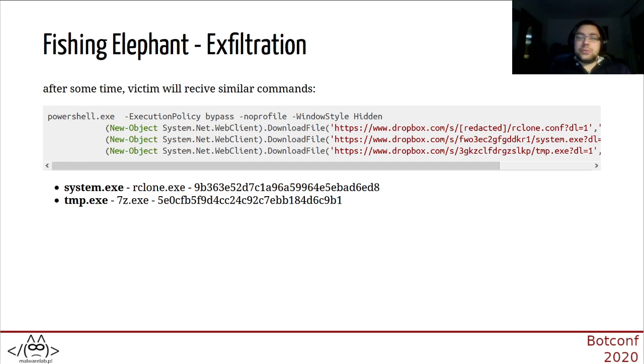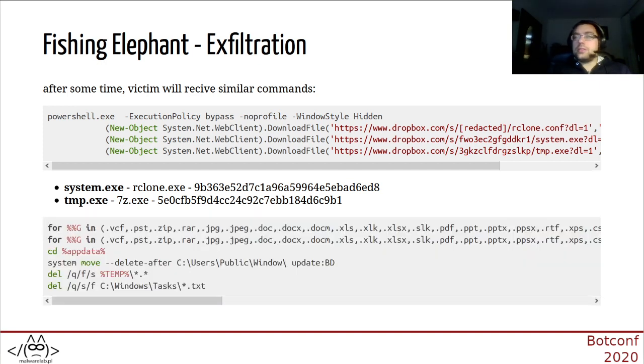And two of those files were totally non-malicious. That will be system.exe and tmp.exe, with the real names rclone.exe and 7z.exe. The first one is a compiled binary of rclone, and the second one is 7-zip, obviously. And rclone is actually a tool used for managing cloud disks, like different storages, one of those would be Google Drive. So after this script, the victim will get a second script, and the script will basically iterate over interesting files, pack them, and upload them to Google Drive using this rclone utility.